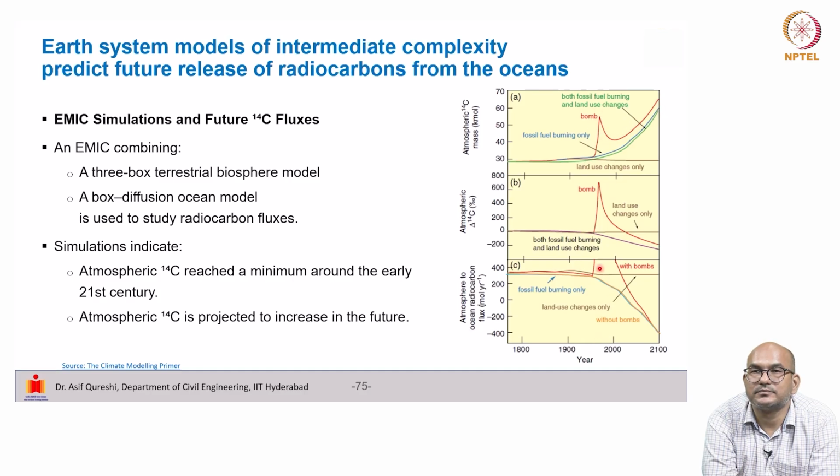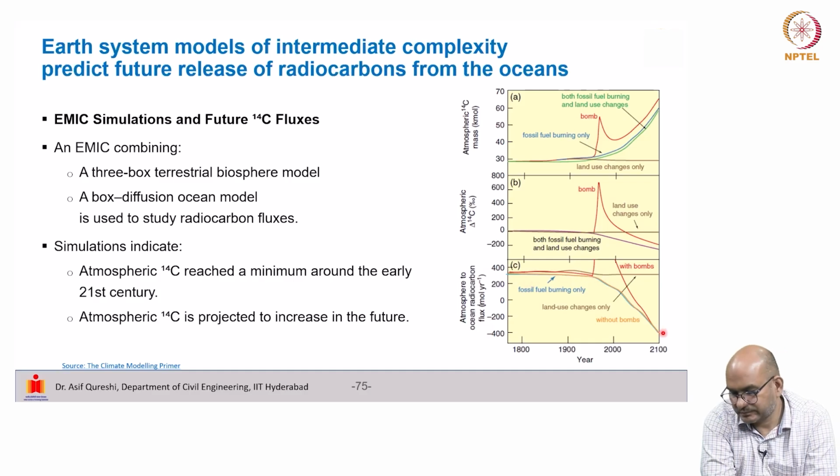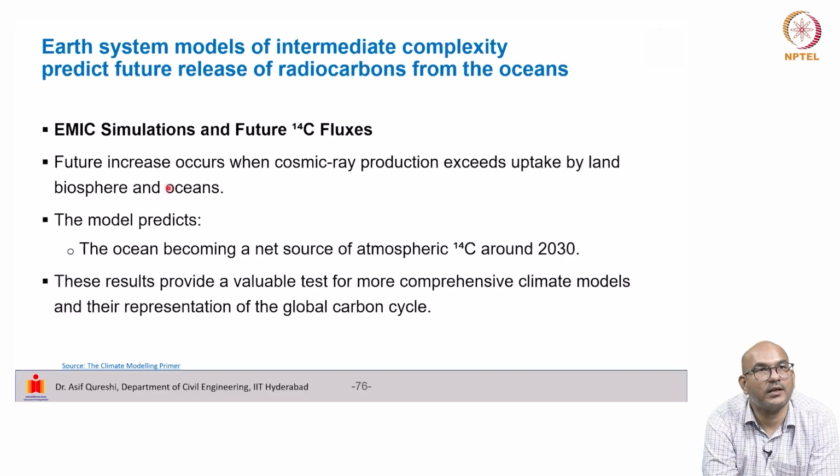So, the percent change in atmospheric 14C should decrease. Atmosphere to ocean radiocarbon flux should also decrease. A future increase can occur when cosmic ray production exceeds uptake by the land biosphere and ocean. The model shows that oceans will become a net source of atmospheric 14C around 2030.